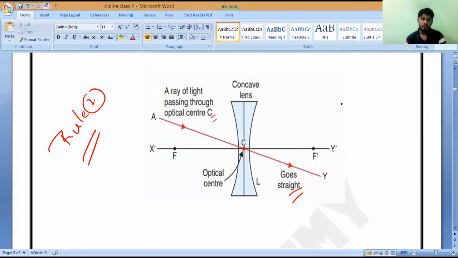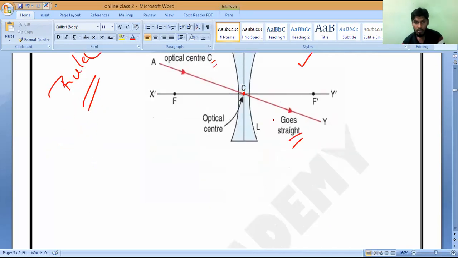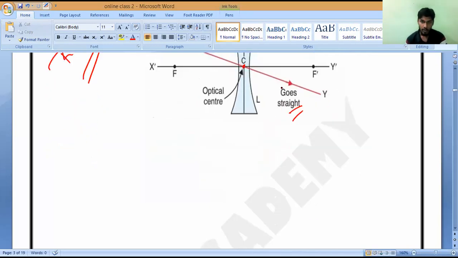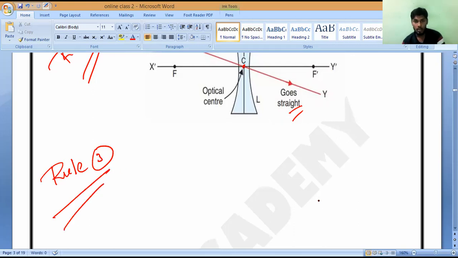Rule number 2. Understand? So now, if anybody has any doubt, you ask me. Next, rule number 3. It is opposite to the first rule. So opposite to the first rule, that is what? You should note it down, right?